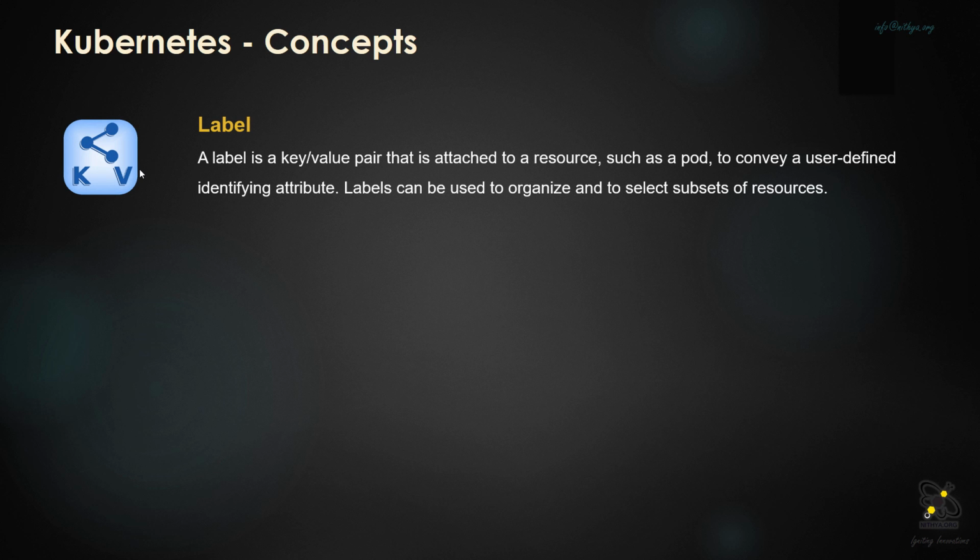Next is what is called a label. A label is nothing but a key value pair which you can apply to any resource. That means you can name, you can put a version on the pod, or you can put a version on the service. So you can easily put any identification on the resources. A label is a key value pair attached to a resource such as a pod to convey a user defined, identifying attribute. For example, name equal to order service, version equal to 1.0, like that. Labels can be used to organize and to select a subset of resources.